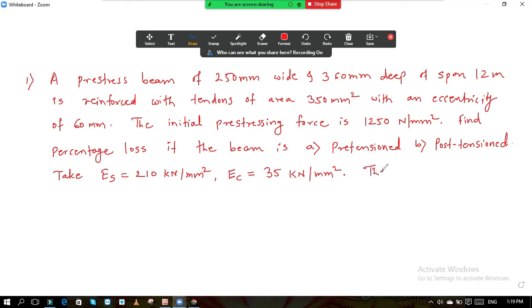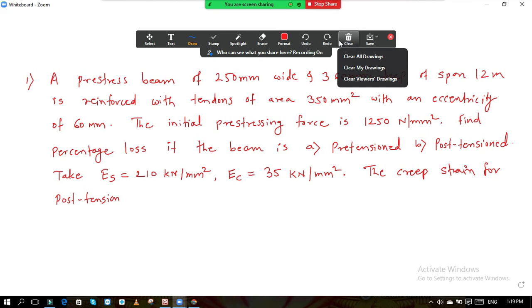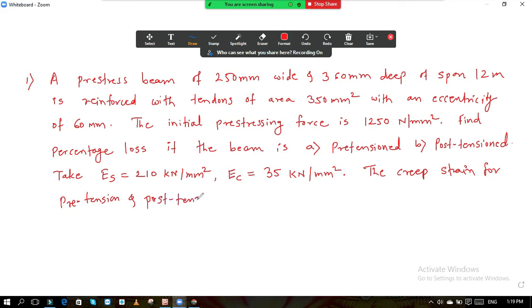The creep strain for pretension and post tension beam. So for pretension it is 45 into 10 raised to minus 6 and post tension 22 into 10 raised to minus 6 respectively.